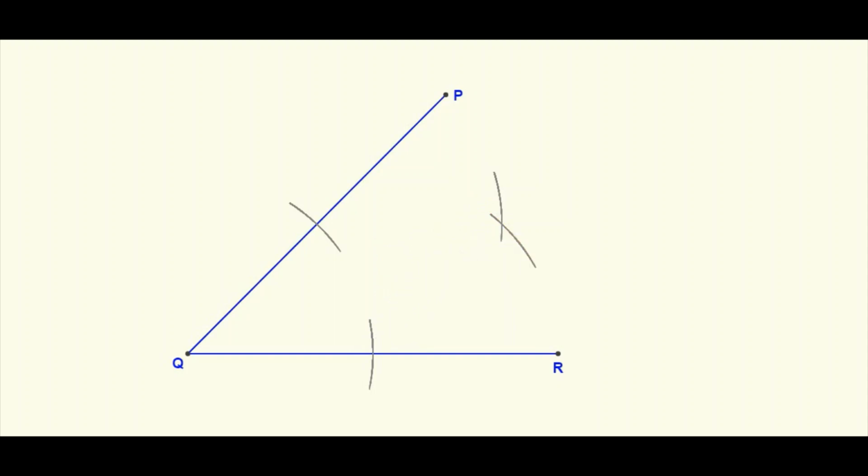Now where both arcs intersect each other, you're going to take your ruler and place it at point Q and line it up with both arcs and draw a line through the intersection of both arcs, connecting that line to point Q, and that would be the line that bisects the angle PQR. And this is how you would do it.